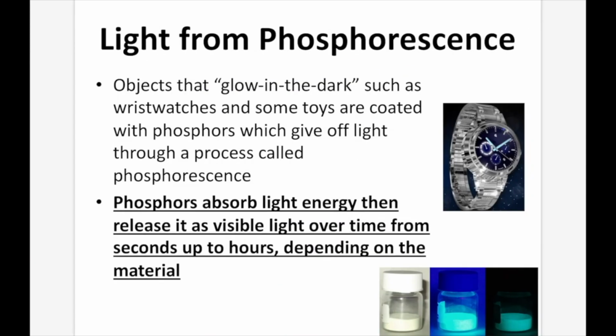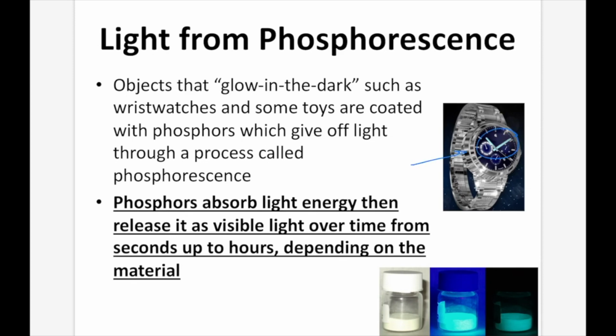Light from phosphorescence. Objects that glow in the dark, such as wristwatches and some toys, are coated with phosphors, which give off light through a process called phosphorescence. These phosphors absorb light energy, then release it as visible light over time from seconds to hours, depending on the material. So you can see the phosphors glowing in this wristwatch.